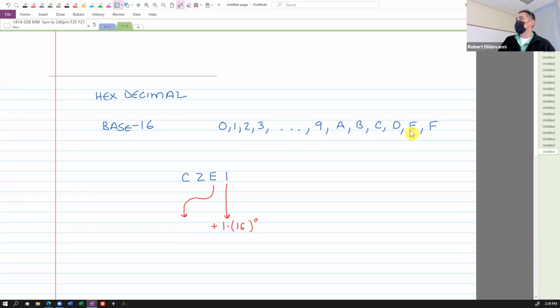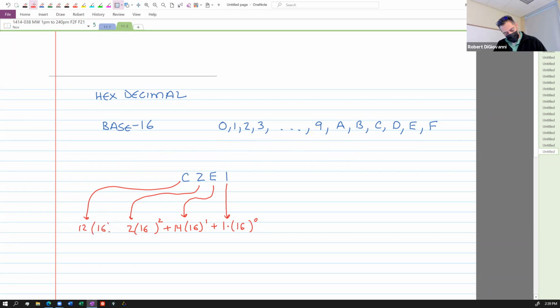This means we have 14 16 to the ones. And then here, I have 2 16 squareds. And then here I have C. What's C for us? 12. I have 12 16 cubes. Now you'd have to get a calculator for this because I can't do that. 16 cubed times 12 plus 16 squared times 2, and so on. Someone do it for me.